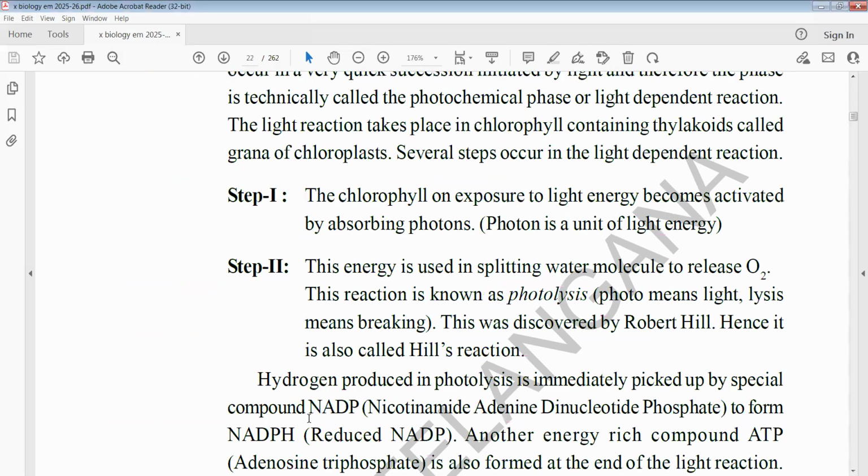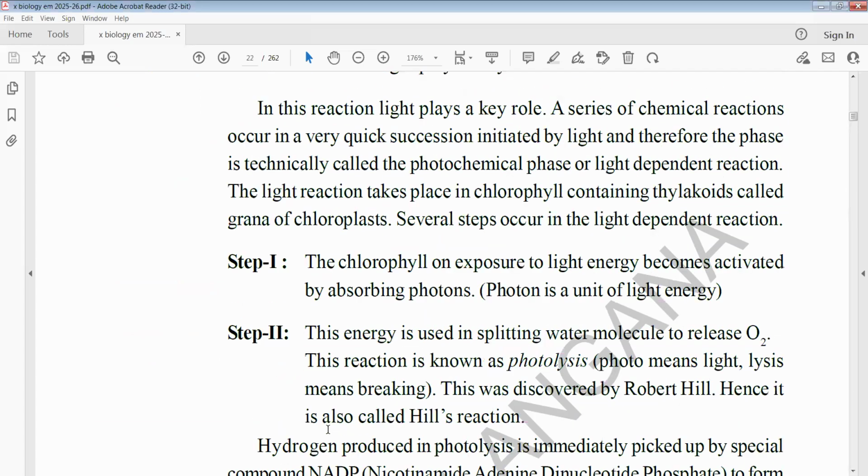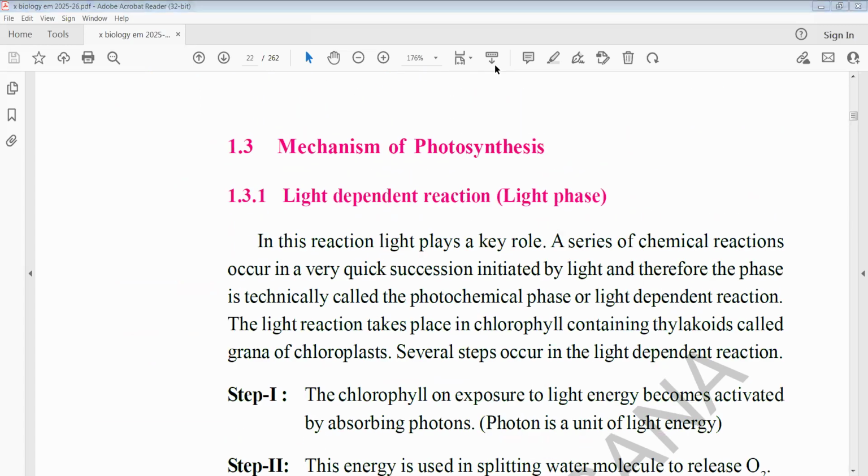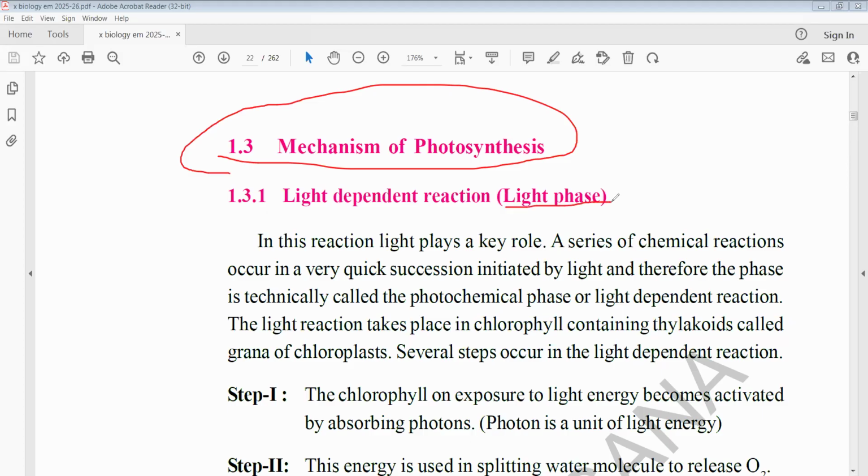And this is most important here. The mechanism of photosynthesis has two phases, the light phase and the dark phase. The light phase is also called light dependent reactions, so the reactions depend on light and occur only in the presence of light. These light reactions occur in the grana thylakoid membrane.